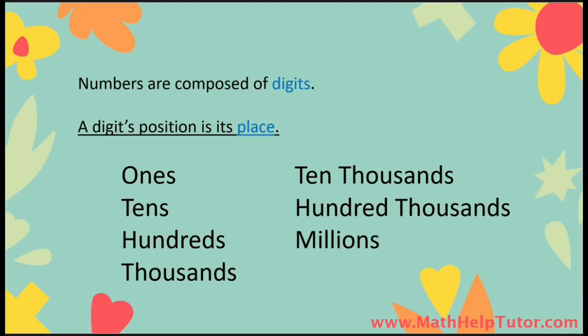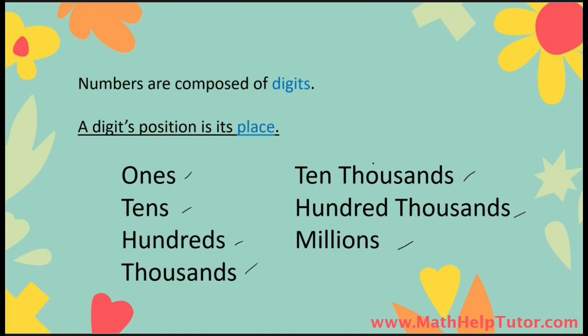The digits of a number are arranged in a certain way, and the position of a digit of a number tells us its place. Here you can see the different places of a number up to the millions place. They are the following. We have ones, tens, hundreds, thousands, 10,000s, 100,000s, millions, and so on.